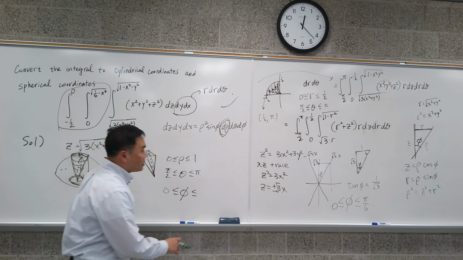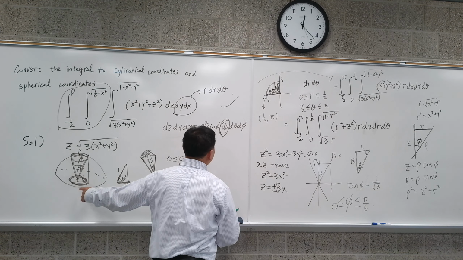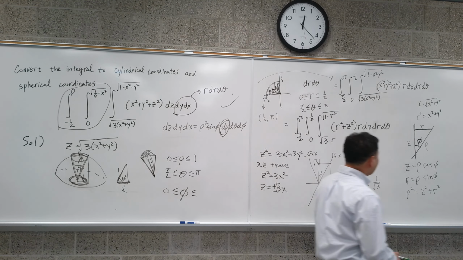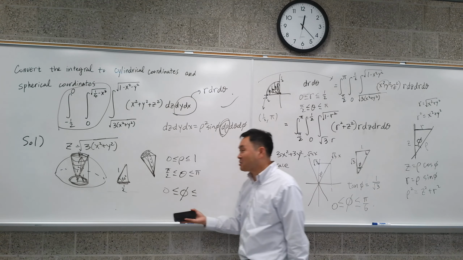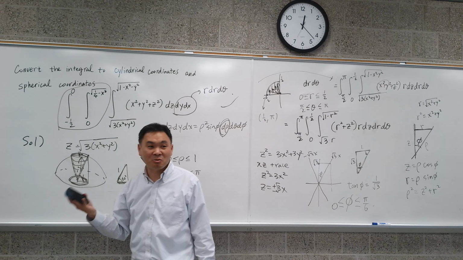In fact, if this number wasn't 1/2 and was something else, for example like 1/4 or something, it'd be a lot more complicated. It'd be very hard to do.